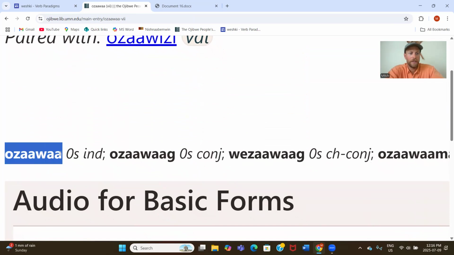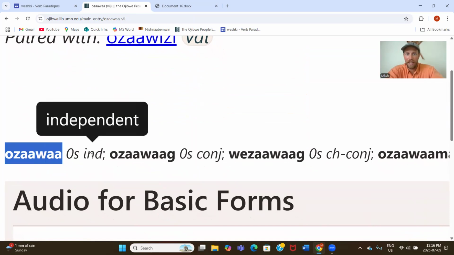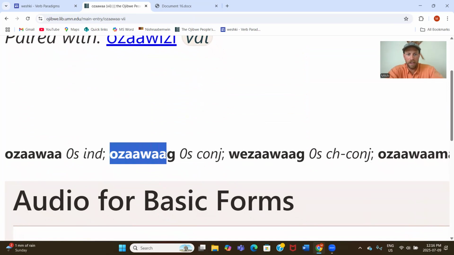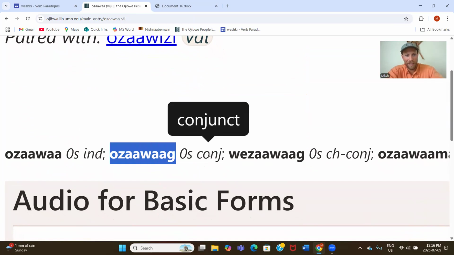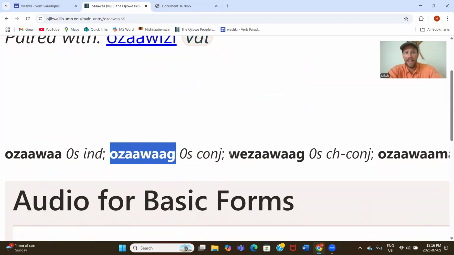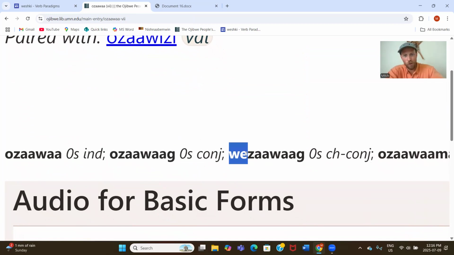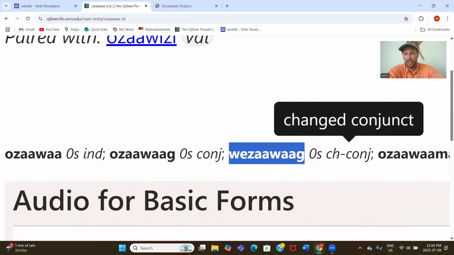Ozawa, independent order. That's A form. Ozawag with a G at the end, plain conjunct order, if it's yellow or when it's yellow. Then O becomes WE, right? So wezawag, changed conjunct. That's C form. Okay, so then you could take wezawag and say, Oweganesh wezawag. What is yellow? Oweganesh ma wezawag.